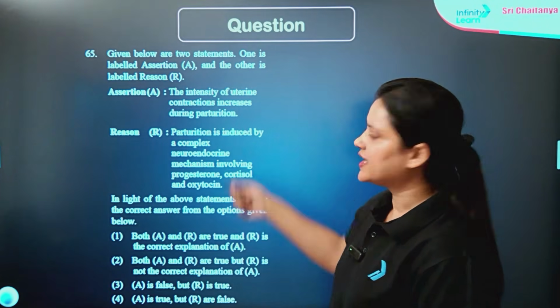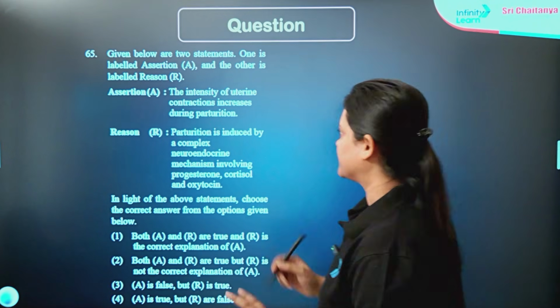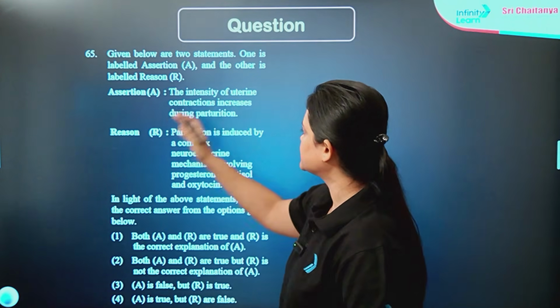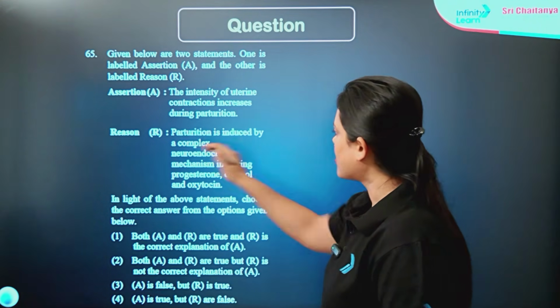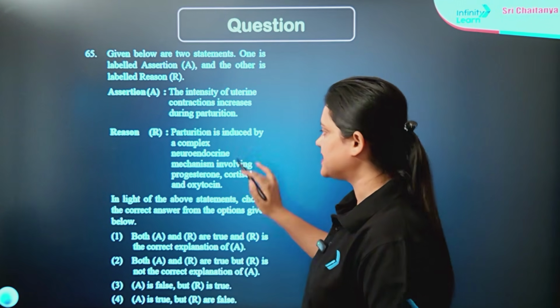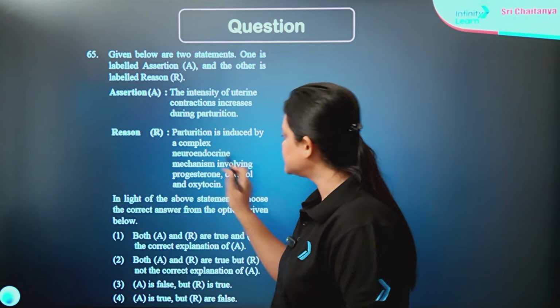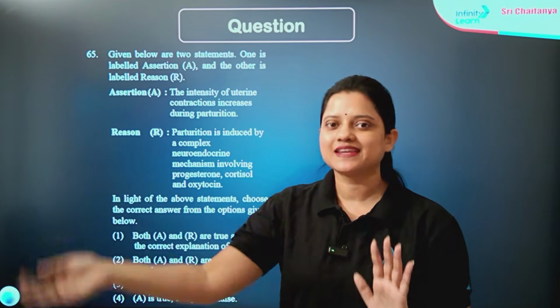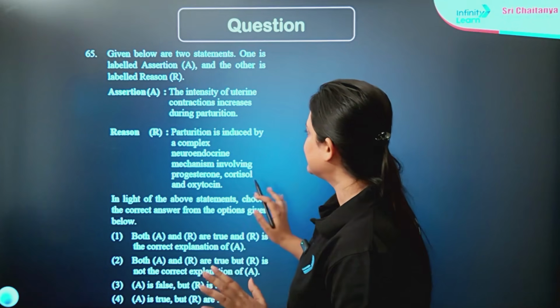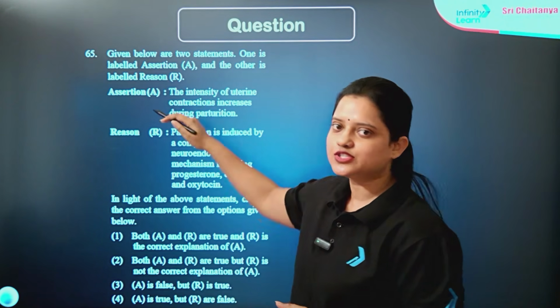Next. So again, one more assertion and reason question for you. The intensity of uterine contraction increases during parturition. That's true. Parturition is induced by a complex neuroendocrine mechanism. Yes, that's true. Involving progesterone, cortisol, and oxytocin. So progesterone maintains pregnancy, right? And it is not relevant for parturition. So assertion is true, reason is false.